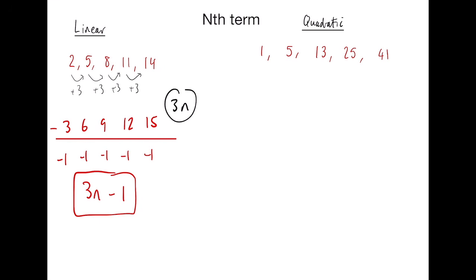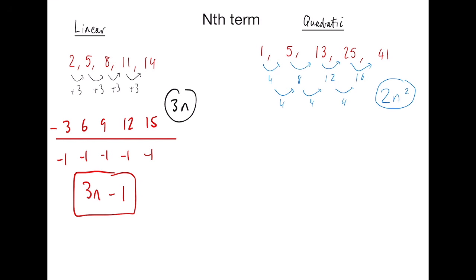Quadratics are slightly harder. We still want to find the difference, but what you'll find is the difference is not the same. So we're adding 4, we're adding 8, we're adding 12, we're adding 16. So we look to our secondary difference, and you can see it's all going to be 4. Now what we then do is we half that number, and that's going to be our n squared coefficient. So this is 2n squared.